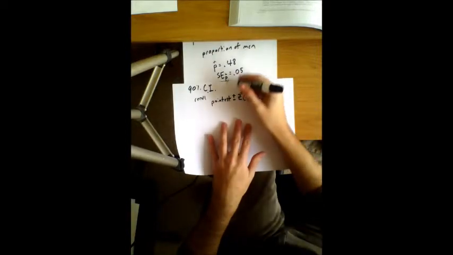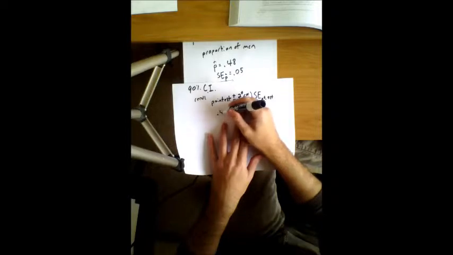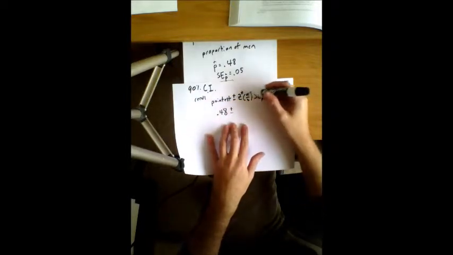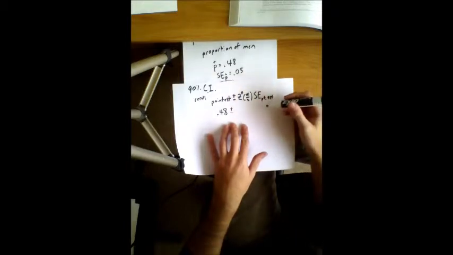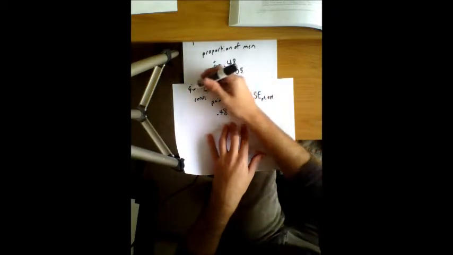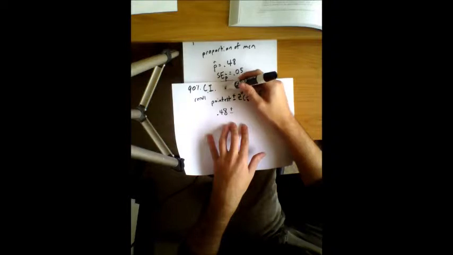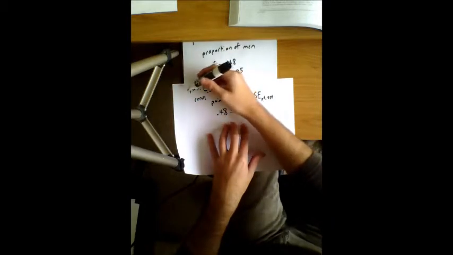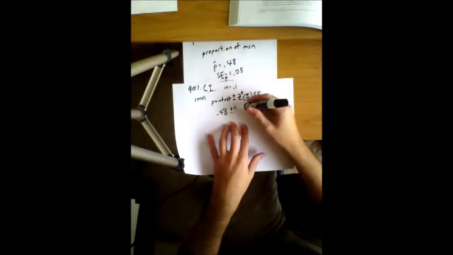So the point estimate here is 0.48 plus or minus z star of alpha over 2. Let's see. If we're confident of 90%, that means the complement of that is our alpha or significance level. That means it must be 1 minus 0.9 gives us 0.1. So we're looking for a z star of 0.05.